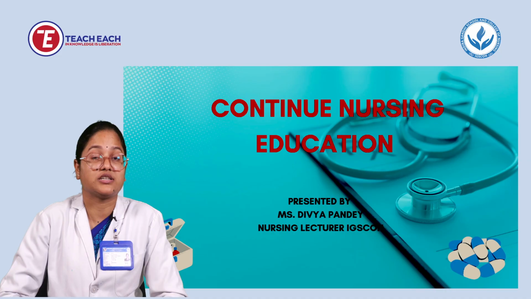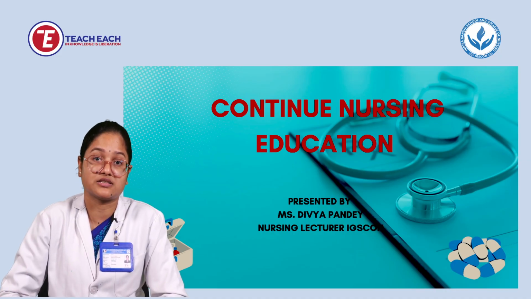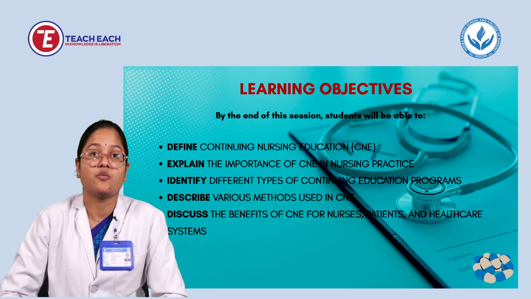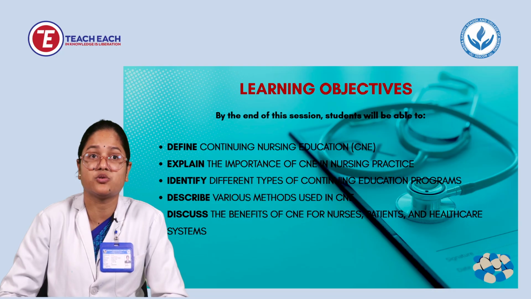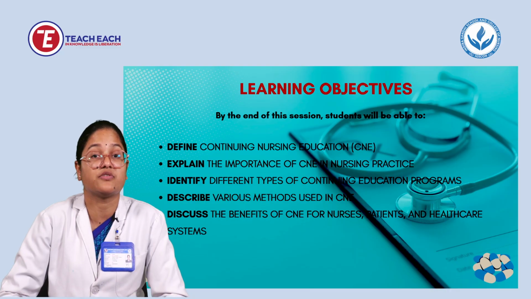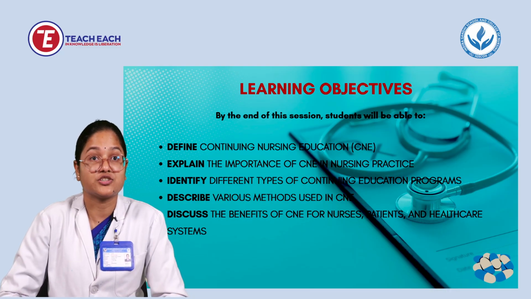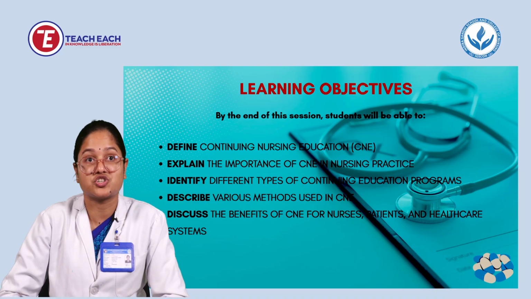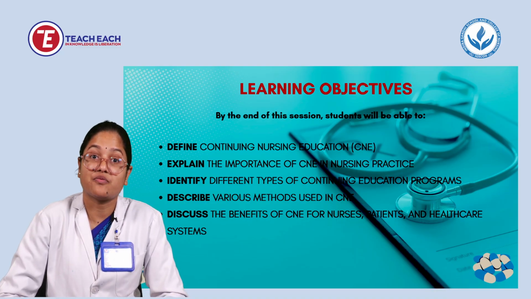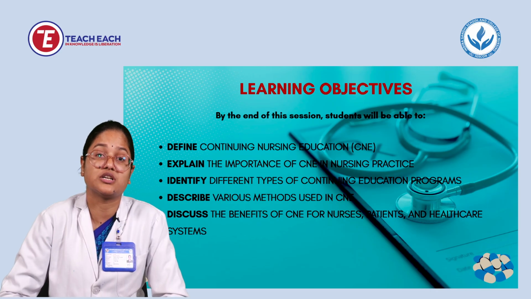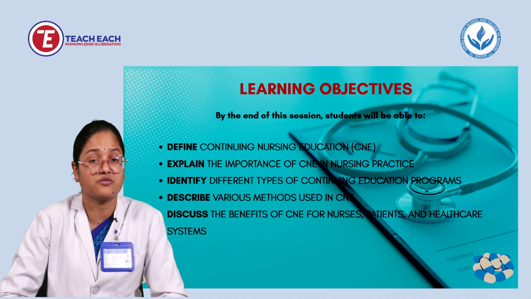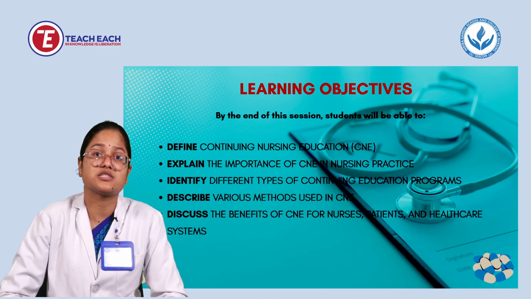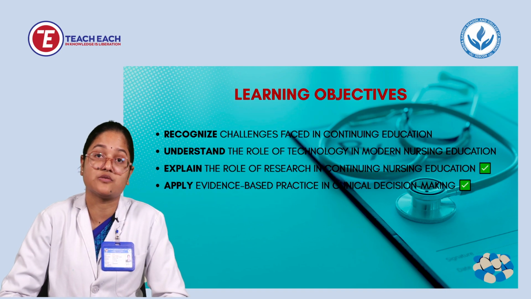In this topic we are going to discuss many things that we will see in the learning objectives. What is the main learning objective of this class? By the end of this session, the student will be able to understand the definition of continuing nursing education, explain the importance of continuing nursing education practices, and identify the different types of continuing nursing education. In that we are going to study the formal and non-formal types, and describe the various methods of continuing nursing education. We will also discuss the benefits for the nurses, for the system, for the nation.